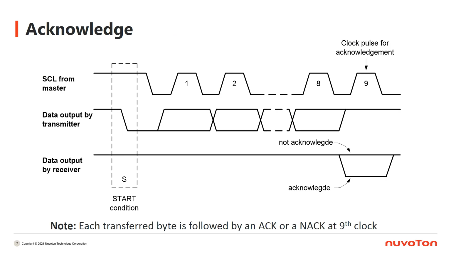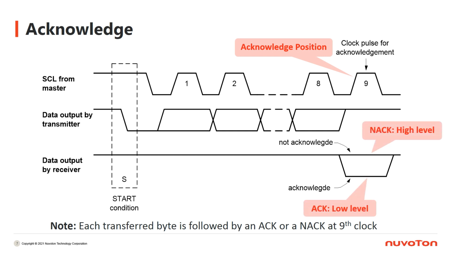The data transmission of I2C is 1 byte each time. After transferring 1 byte of data, an acknowledge would notify if the transfer is OK. Therefore, each transferred byte is followed by an ACK or a non-ACK at the 9th clock. If the acknowledge is in low level, it means an ACK. The transmission is OK. If the acknowledge is in high level, it means a non-ACK.